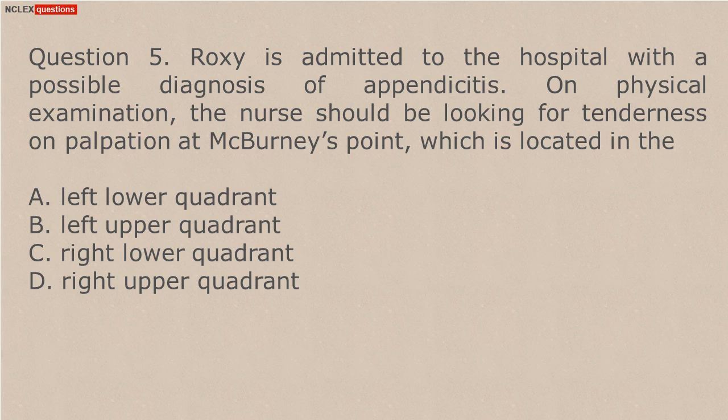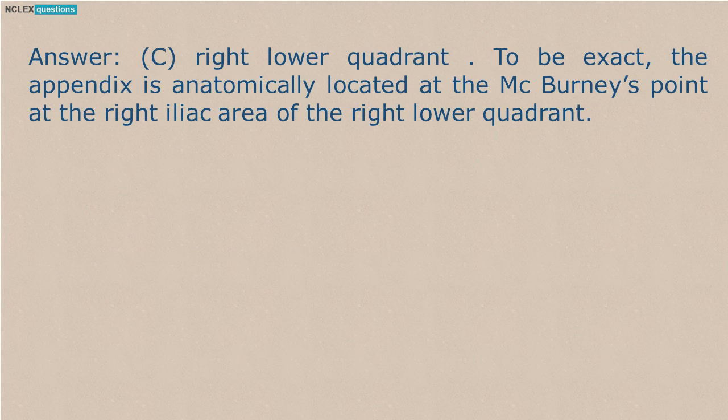Answer B. Avoid taking blood pressure. Question 2. Assessing the laboratory findings, which result would the nurse most likely expect to find in a client with chronic renal failure? A. BUN 10 to 30 milligrams.